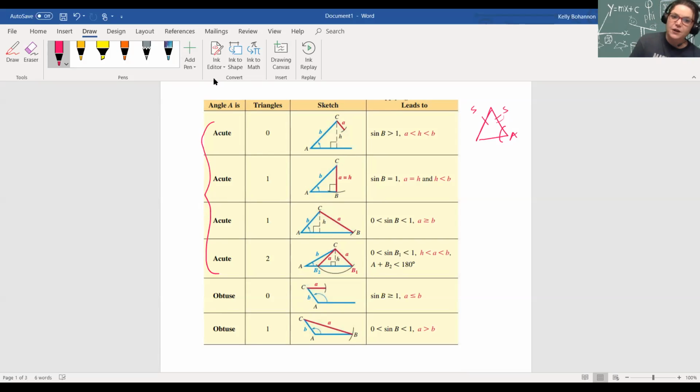If you have an obtuse triangle, so you've got one angle that is obtuse, then it's possible that none of the triangles actually work, or that you have just one. So you don't need to memorize this chart at all. I just wanted to show you what it looks like.